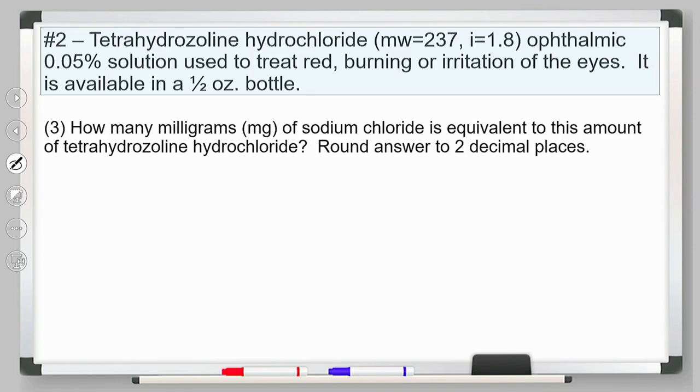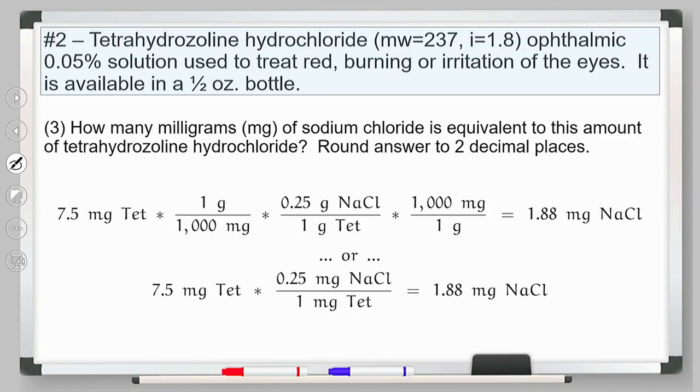Because I know how much sodium chloride it takes to be isotonic. We'll talk about that in a second. But now, try to use the E value. So I'll just set this one up. Let's look down here because this is setting it up in milligrams, which is obviously the easiest. We said to make my 0.05% solution, I need 7.5 milligrams of tetrahydrolysine. Remember the E value of 0.25 means 0.25 milligrams of what? Sodium chloride. The number goes with the sodium chloride.